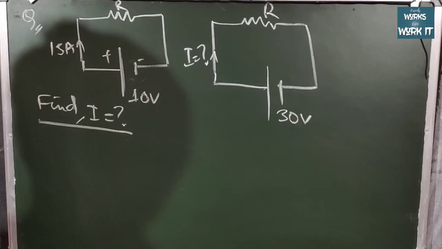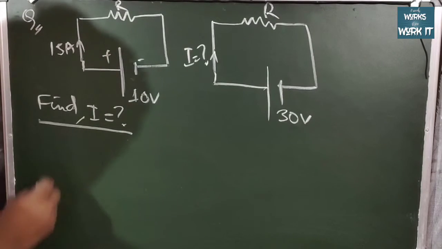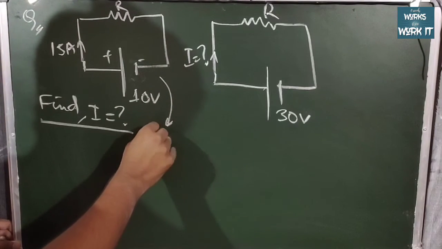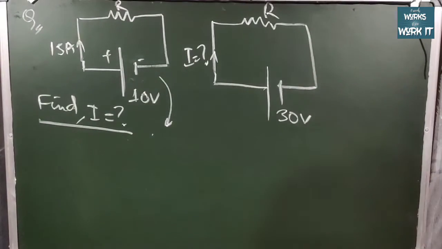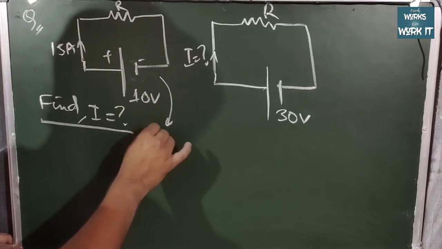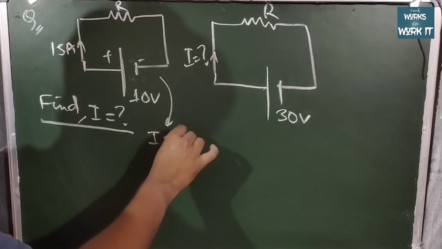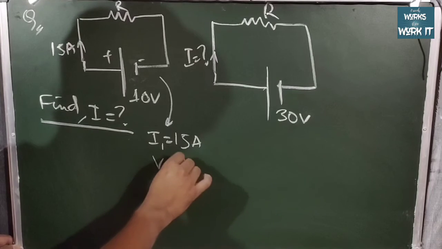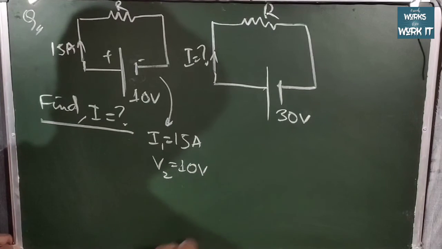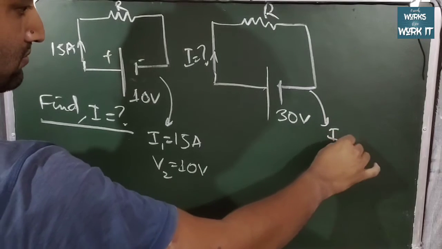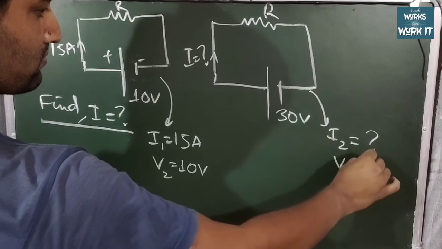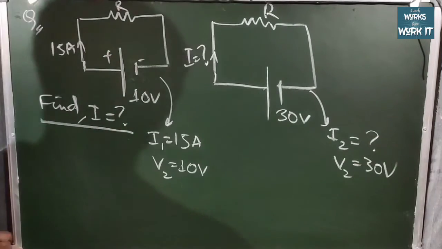Okay. Now we will solve some numericals. Here two diagrams are given, and we need to find the current I. In the first diagram, 15 ampere is given and potential difference 10 volt. So the given parts from the first diagram: I1 is equal to 15 A, V1 is equal to 10 V. From the next diagram, I2 we need to find out, V2 is equal to 30 V.